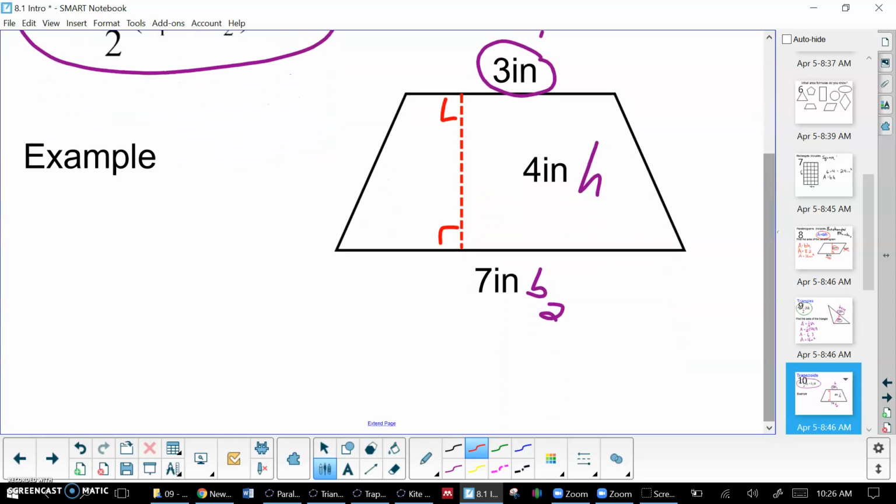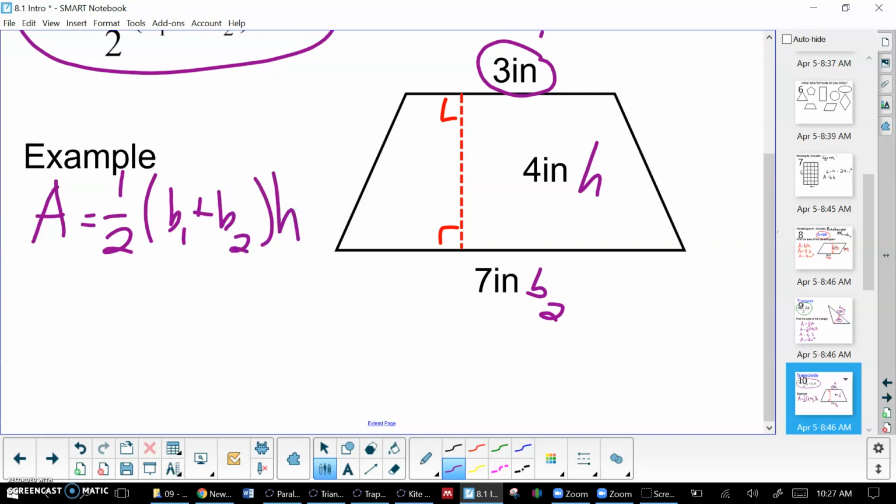So in this case, I'm just going to go ahead and start this one. Always starting the same way. I'm going to write my formula down. Sorry, I left my pen at school and they won't let me go get it. And then I'll plug in the numbers. So 1/2, base 1 is 3, base 2 is 7, and my height is 4. Now the video is going to pause here and let you work that out, and then we'll continue.